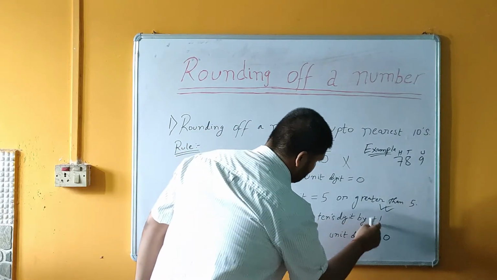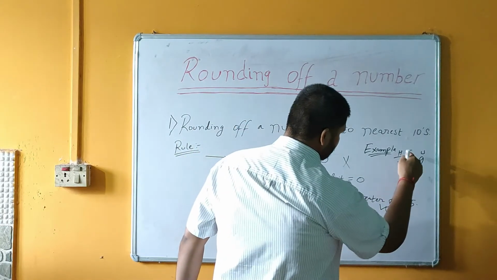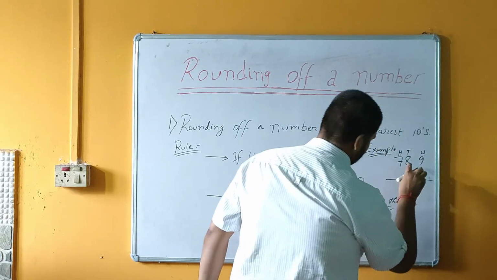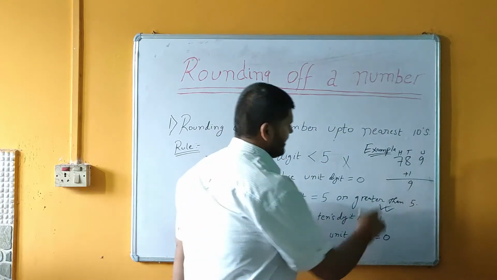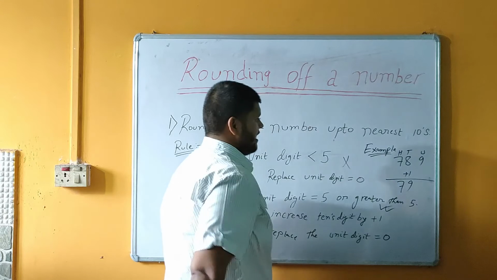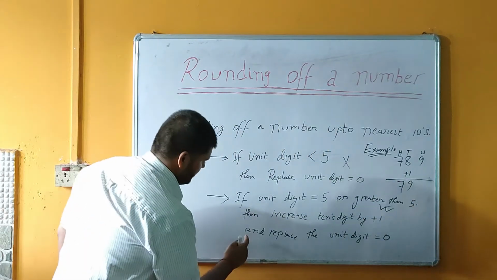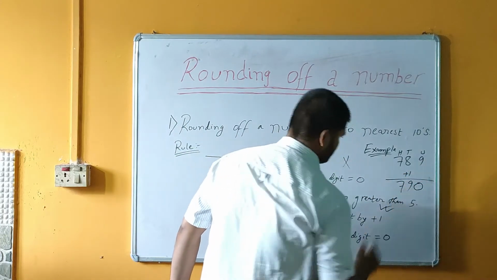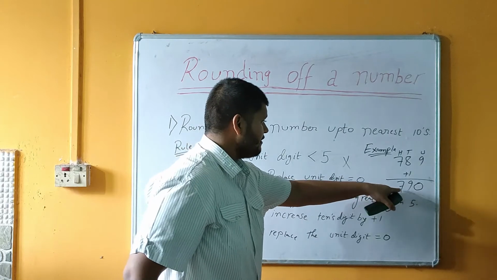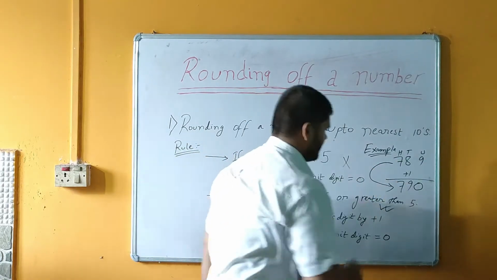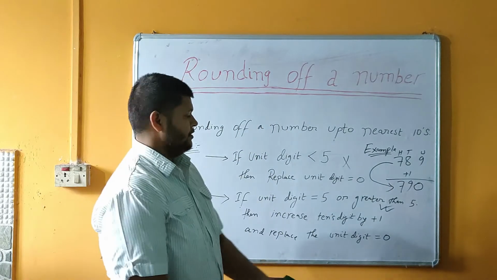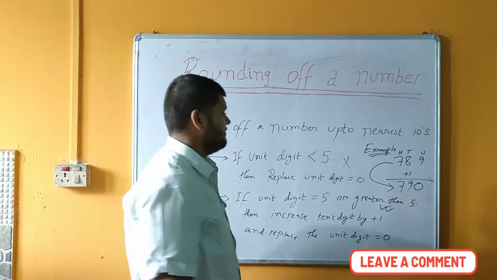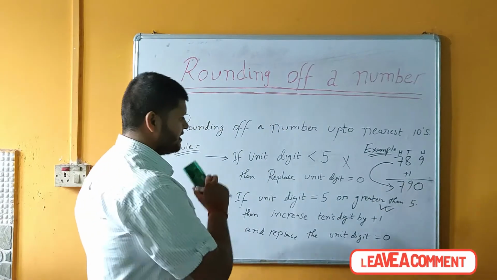Then you have to see this one. Increase tens digit by plus 1. Here the tens digit is 8, so we will increase it by plus 1. It will become 9. 8 plus 1 is nothing but 9. And this 7 will be carried over here, and for this 9, what do we have to do? Replace the unit digit with 0. So this 9 will be replaced by 0. So the rounded off value for this 789 is nothing but 790. Okay, this is the rounded off value for the given number, that is 789. I hope we are clear with this example.